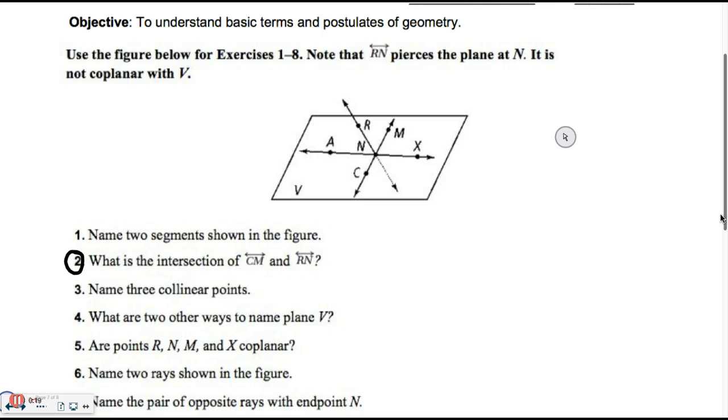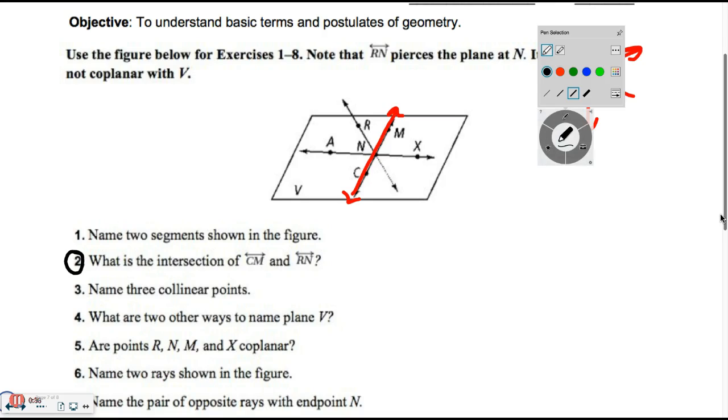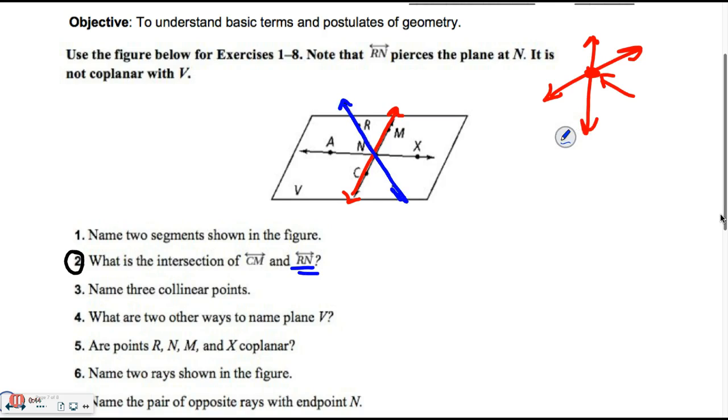It says, what is the intersection of the line CM? And lines can only intersect at a point. So wherever they cross, there's the red line, and then I also am going to draw a blue line for line RN, which goes from forever through R and through N. You'll notice that their intersection is right here, and that point's name is N. So two lines intersect at a point.